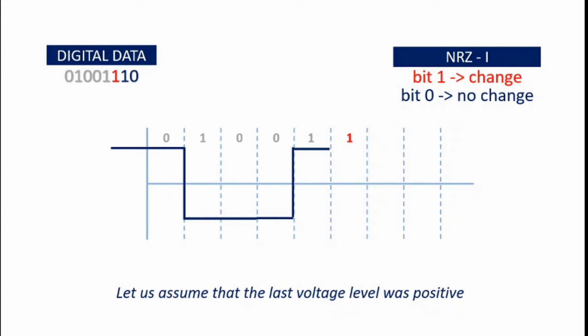Next bit is 1, so we have to change the level again, and hence we now draw the signal at negative. Again we have 1, and so we change the level and go from negative to positive. Finally, we have bit 0, meaning there won't be any change in the signal level, and hence we continue the signal at positive.